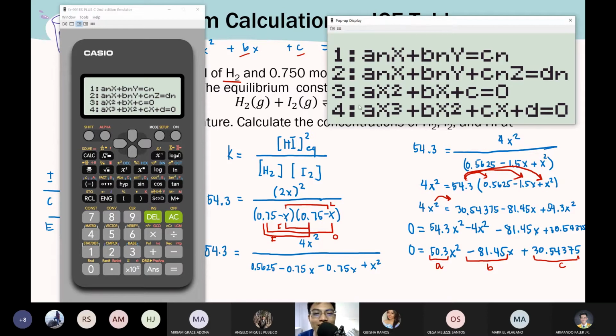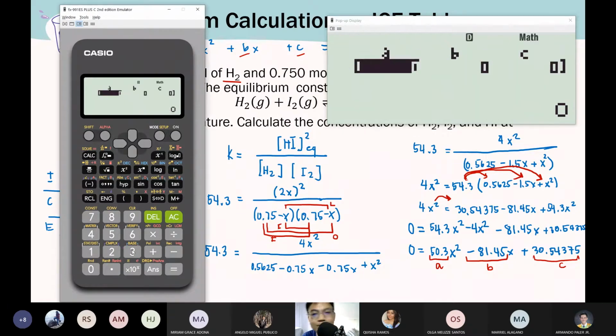Okay. This is ax squared. So we choose this. But with the ClassWiz, that's how you press it, so there are quite a lot of buttons. Anyway, for those using the 991 or 570, you just press 3. Yan, ABC. Just put in the numbers. So, what is your A? 50.3. Then press the equal sign.